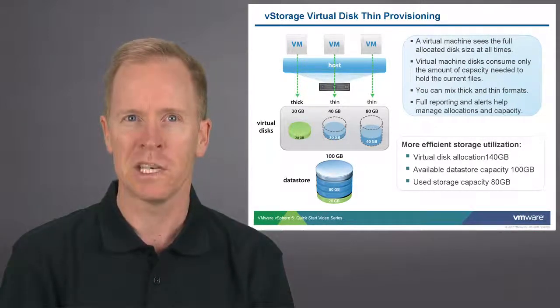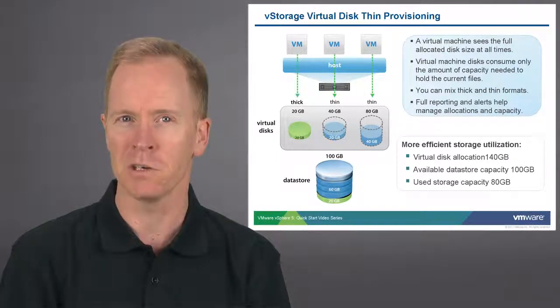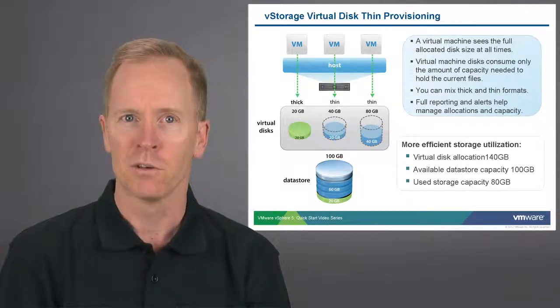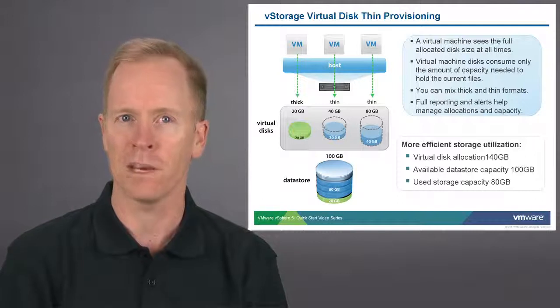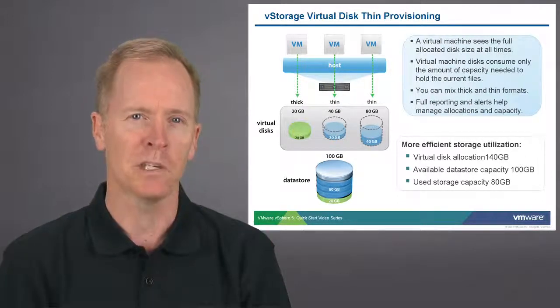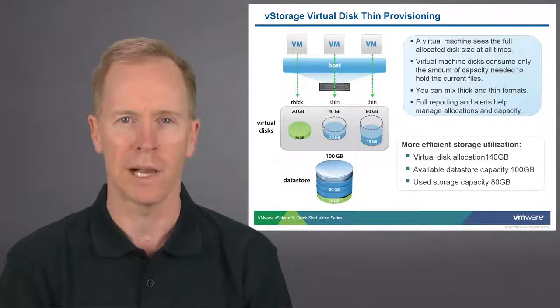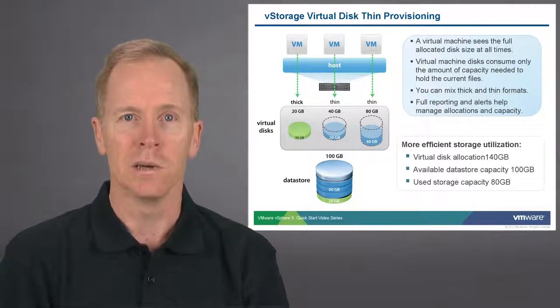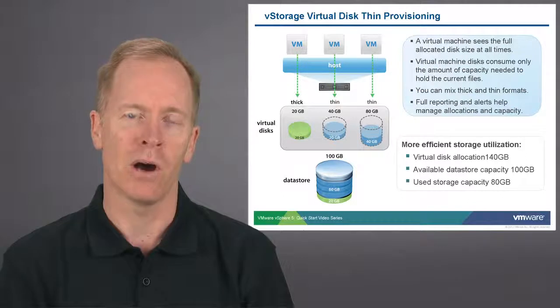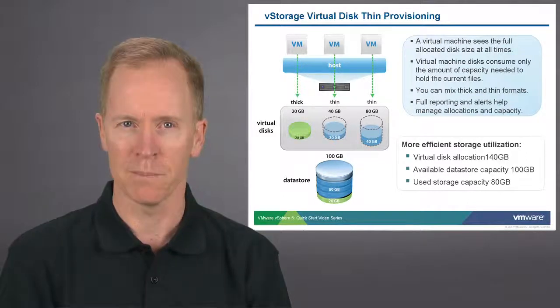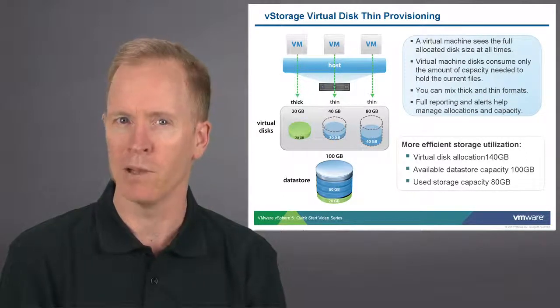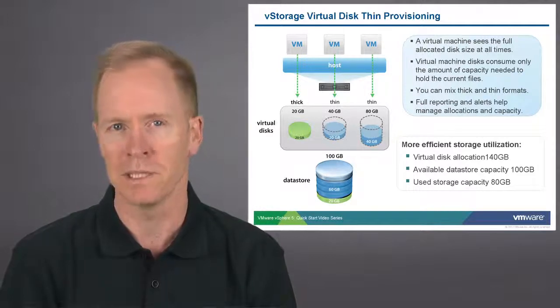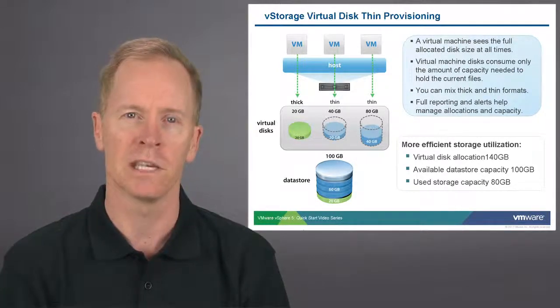The virtual machine that you see on the left is using a traditional style virtual disk. Traditionally, virtual disks are thick provisioned. Thick provisioned virtual disks have all of their data blocks pre-allocated when you create the virtual disk. So in the case of the VM on the left, its virtual disk is 20 gigabytes, and we've allocated all 20 gigabytes, once again because it's a thick provisioned disk.